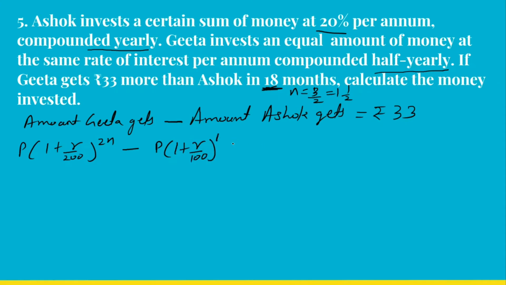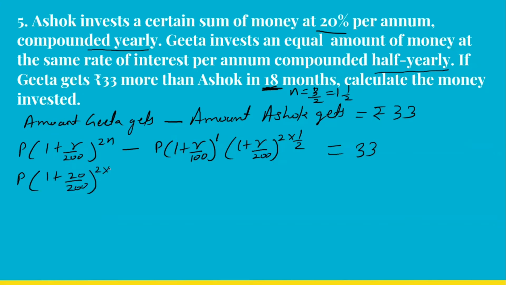And for the second year, it is 1 plus R upon 200 raised to 2 into 1.5, because for the next half year it is. Okay. And this is equal to 33. So let us find the value of P further. Let us put P as it is 1 plus the rate of interest is 20% for both. So 20 upon 200 raised to 2n. So n is 3 by 2.